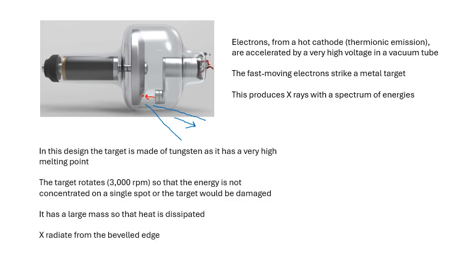Now, this particular target is made of tungsten because it has a very, very high melting point. One problem is that all of these electrons landing on the same spot, that spot is going to get very, very hot, and the target is going to get damaged. Okay, so what do you do about that? Well, the target spins around very fast, and that means that the electrons aren't always landing at the same place. Otherwise, the target would be damaged. It actually gets pitted. It has a large mass, so that the heat is dissipated, it's spread out, and then the X-rays radiate from this beveled edge.